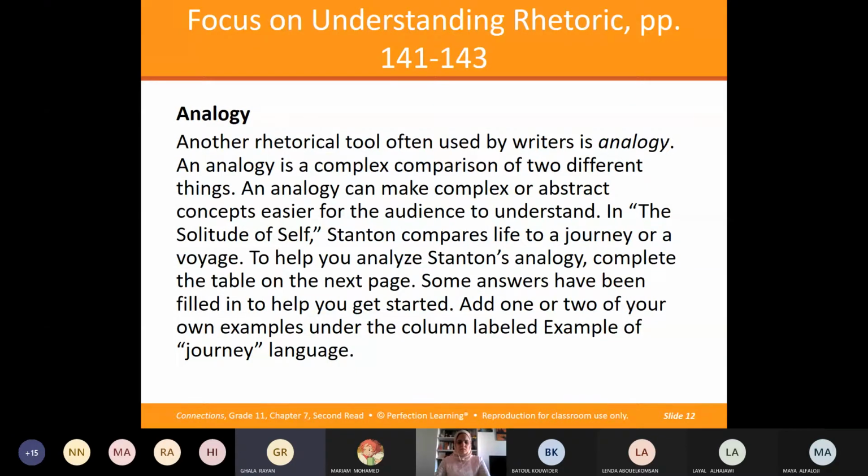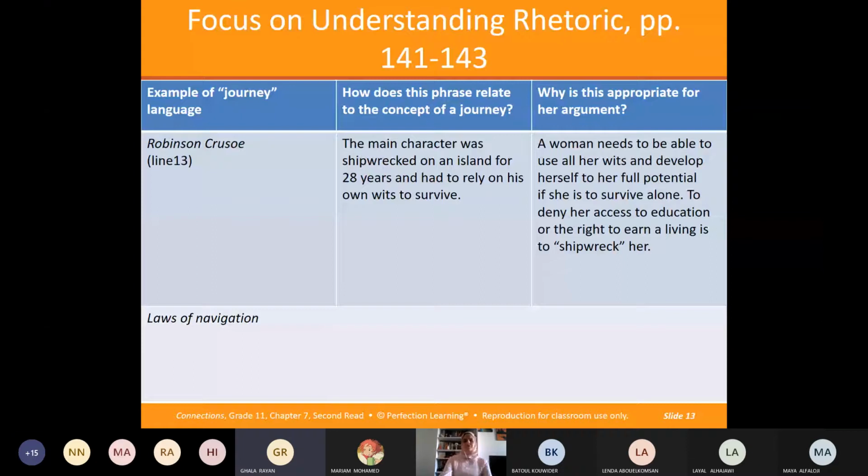Add one or two of your own examples. Yes, so here, to get started: example of journey language. How does this phrase relate to the concept of a journey, and why is it appropriate for her argument?